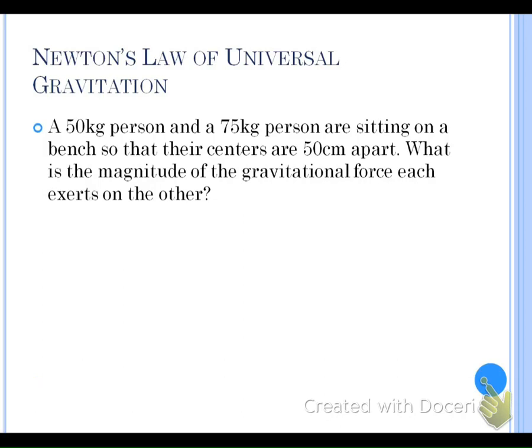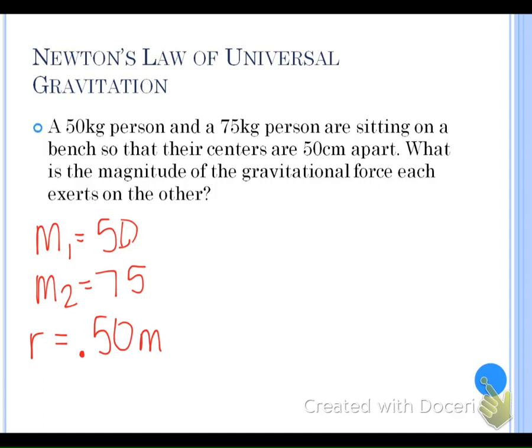So let's go ahead and start plugging these in. We'll say M1 equals 50. We'll say M2 equals 75. What else can we pick from our equation? Yeah, what's the radius? 50 centimeters, or 0.5 meters. All right, so now we'll plug into our equation: F equals big G times M1, M2 over R squared.